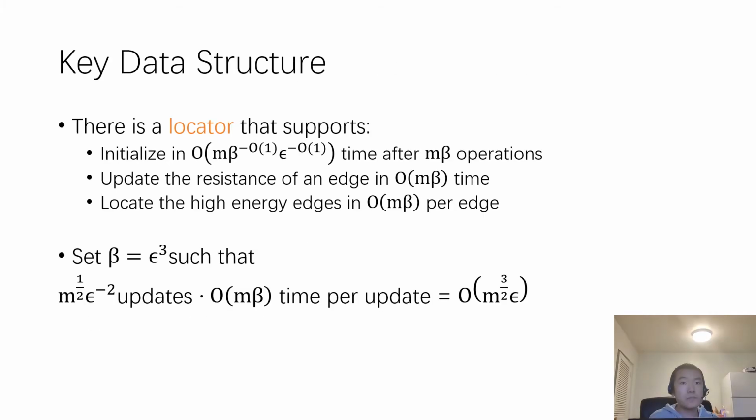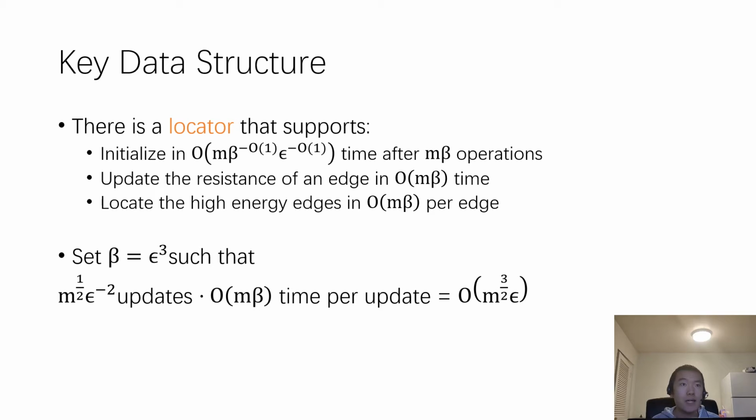large updates in total. We use a data structure which is called Locator for locating high energy edges. And our data structure is influenced by the dynamic approximate effective resistance data structure of a previous paper by some of us. The locator is initialized in m poly beta inverse poly epsilon inverse time. Here beta is a parameter less than 1. And each single edge update costs m^beta time. And the locator expires after updating at most m^beta edges. Then we will need to reinitialize it. And locating one high energy edge takes also O of m^beta time.